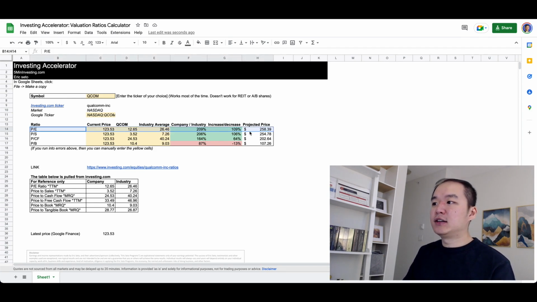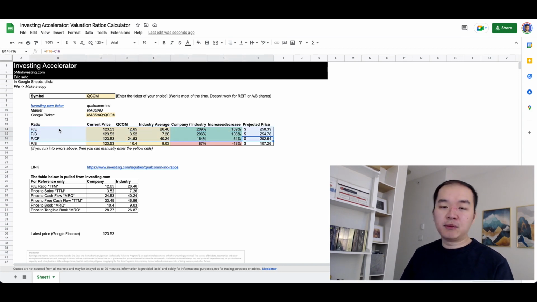And you can see the next one, price to sales, is also quite large in terms of the gap: 3.52 for QCOM, and the industry average is 7.26. Again, a potential increase of 106%, projected price 254. For these two, because the increases are larger, I would consider them to be outliers. Same for price to cash flow: 24 for Qualcomm, and the industry average is 40, so the projected price is 202. These are going to be multi-year investments where it would take a little bit of time to get there, especially for the semiconductor market correction to be over.